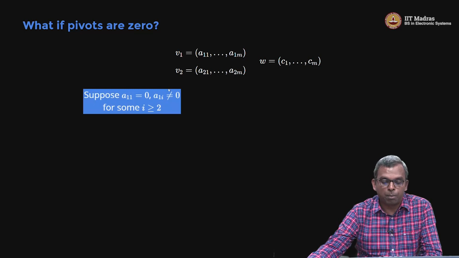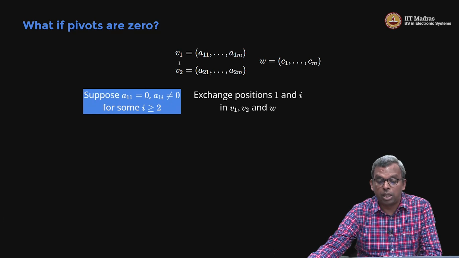So, you have some position where it is not 0, and all you can do is exchange those positions 1 and I in V1, V2 and W. Don't forget W here, because all of them are assuming a certain position and ordering of the coordinates. If you exchange position somewhere, you have to exchange everywhere to keep it consistent, right? So, I'm going to exchange 1 and I will do that in V1, V2 and W. All three I will exchange, right? So, this way I can make my first pivot non-zero.